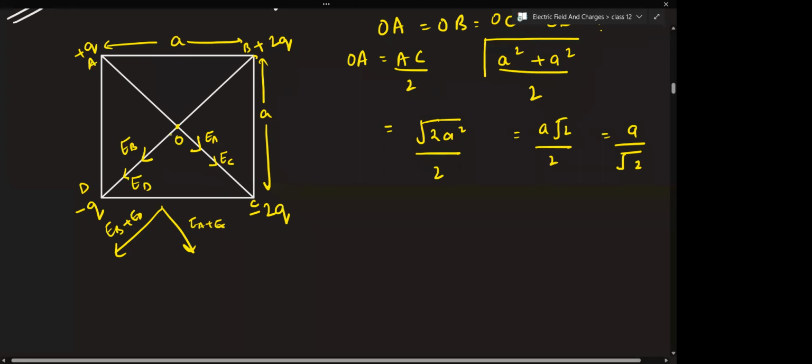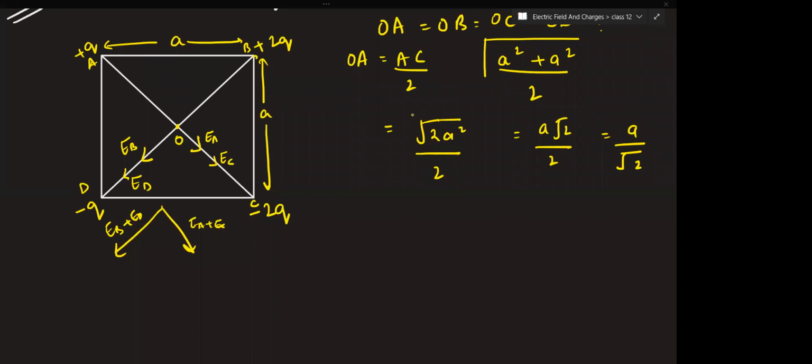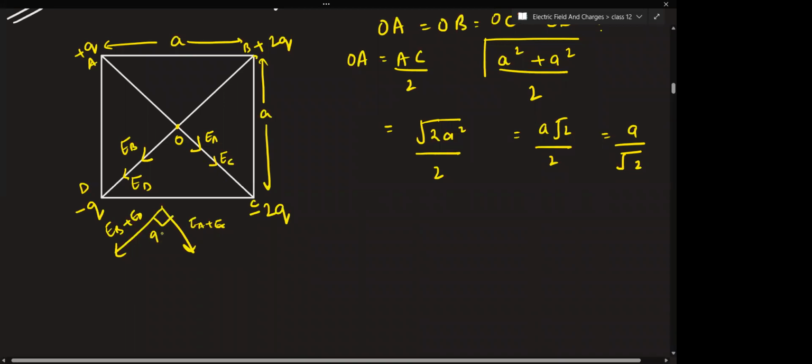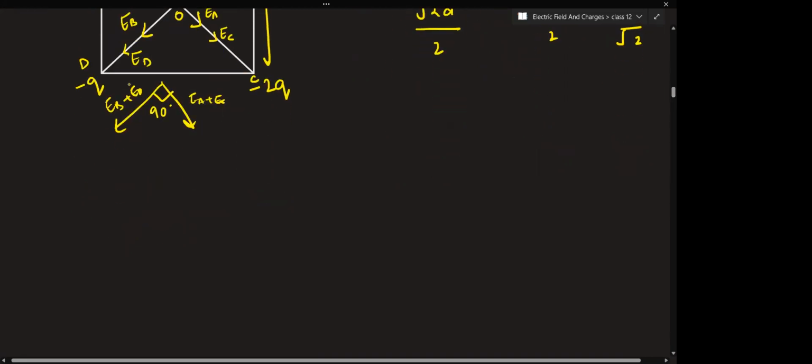Yes, what is this angle? 90 degree. Yes, 90 degree. So we know that both of these are making an angle of 90 degree. Now we'll be able to calculate the resultant. But first we have to find out EB plus ED and EA plus EC. Now let us solve this one.